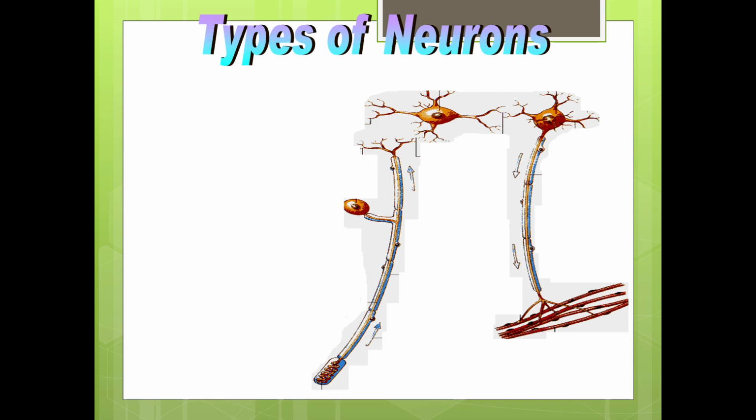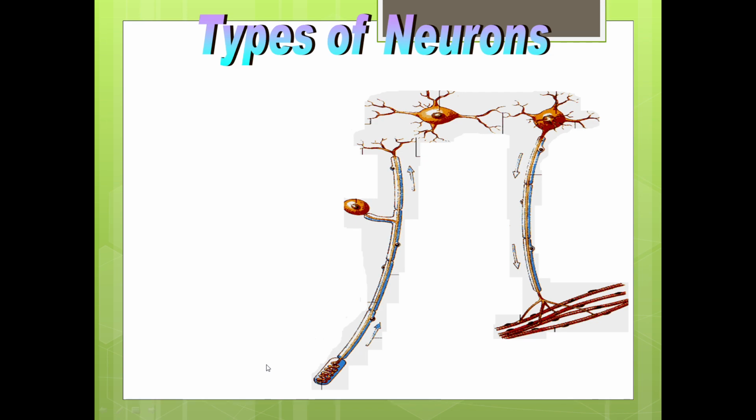In this diagram you see three kinds of neurons. Here is a sensory neuron. They receive the impulses from the receptors and carry these impulses to the central nervous system or to the interneurons inside the central nervous system. These are interneurons. The interneuron carries the impulse to the motor neuron. Here is a motor neuron. Motor neuron carries the impulse to the effectors.